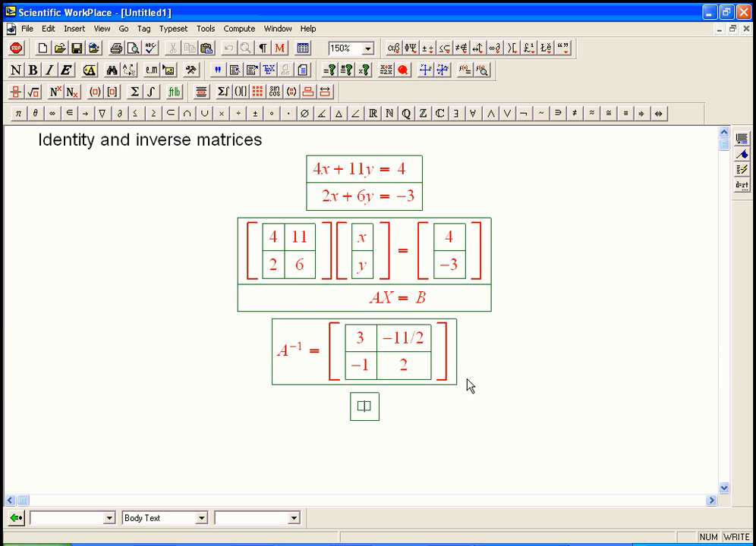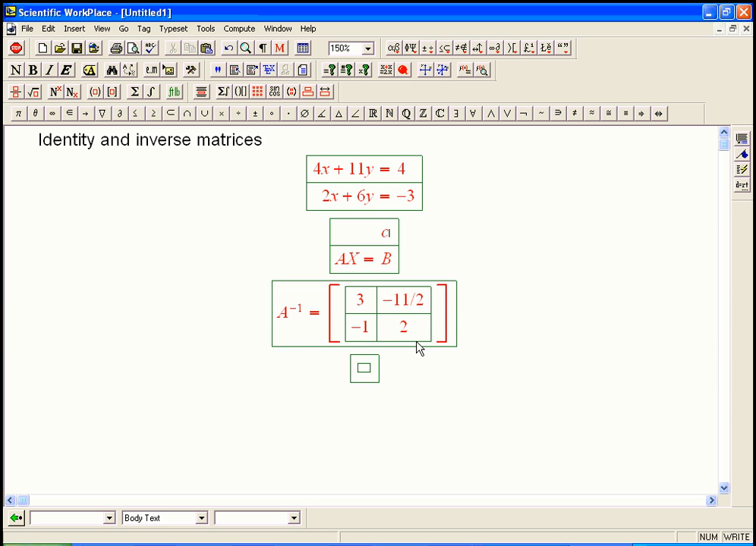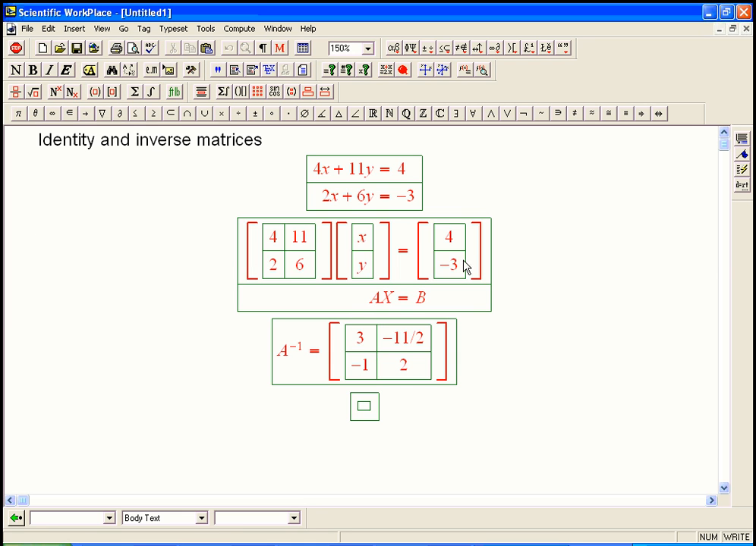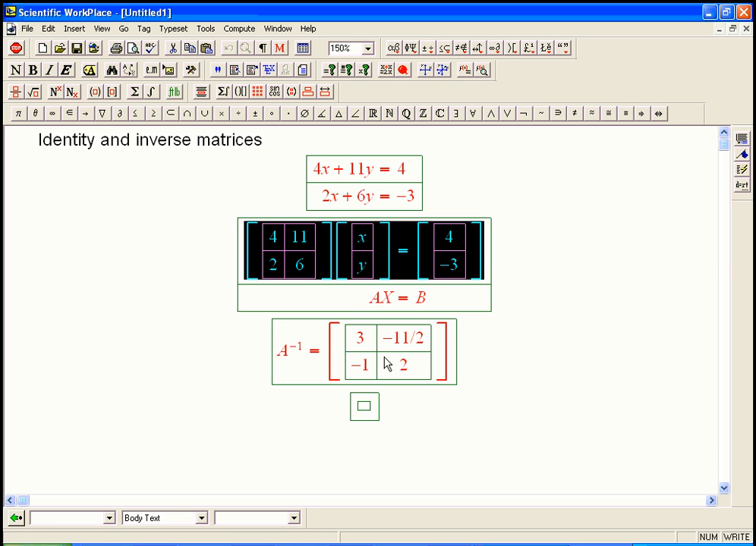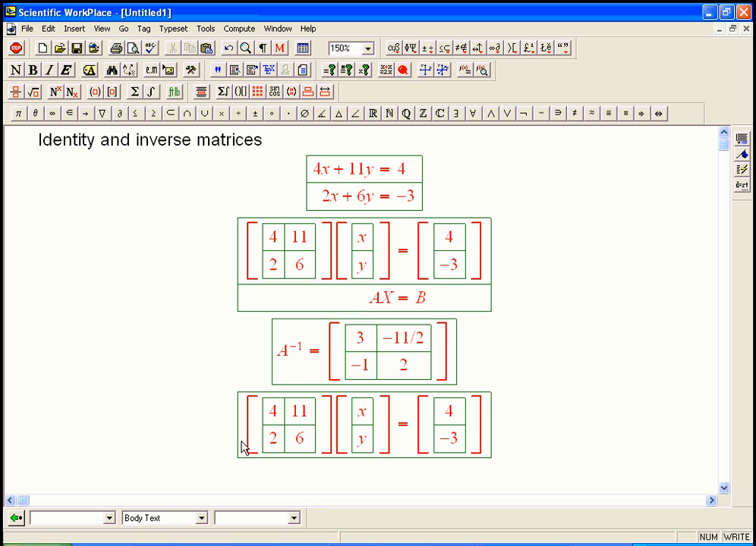So let's set that up. I'm going to take this guy, Control C, Control V. Okay, I'm going to multiply both sides of the equation by the same matrix.